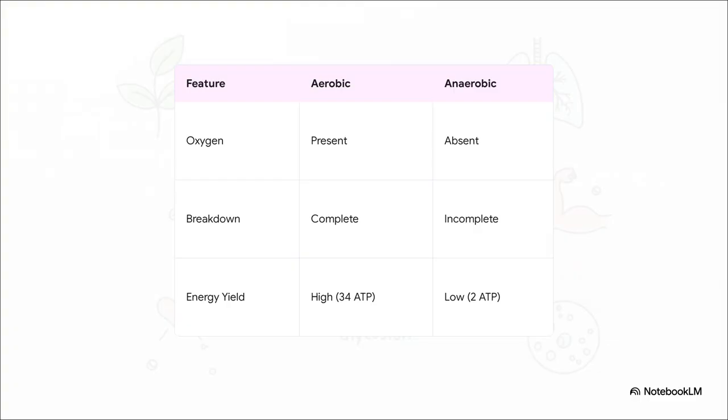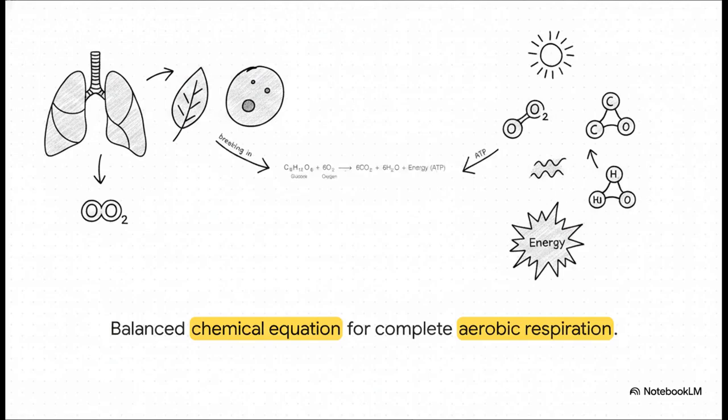When we compare the two side by side, you'll immediately spot a massive difference in efficiency. Aerobic respiration, the one that uses oxygen, completely oxidizes glucose for a huge payout of 34 ATP molecules per glucose molecule. But anaerobic respiration, the one without oxygen, yields a tiny, tiny fraction, just 2 ATP. It is a massive energetic downgrade for sure. For organisms that actually use oxygen, this complete oxidation reaction transforms glucose and oxygen into carbon dioxide, water, and energy.